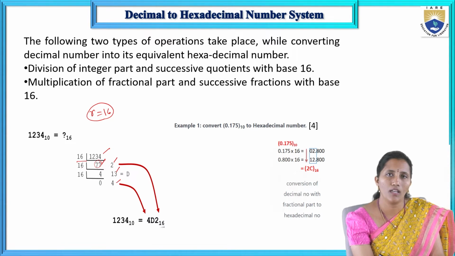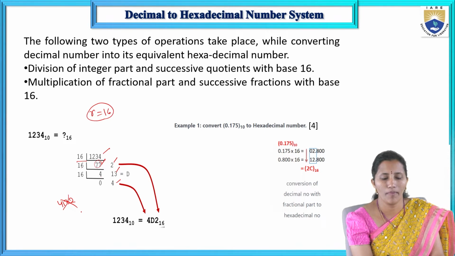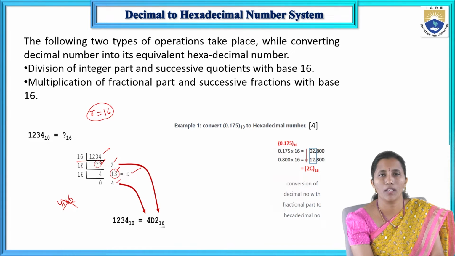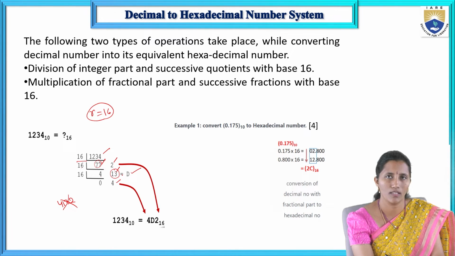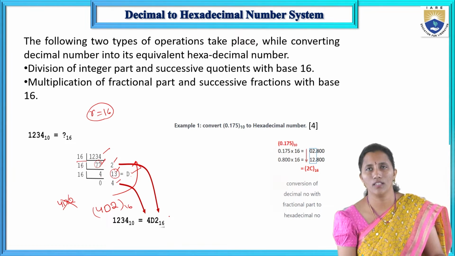Okay, but here you have to represent that. Most of the students will write 4 13 2. It is wrong because the number 13 will be represented in the hexadecimal number system by D. 10 is A, 11 is B, 12 is C, 13 is D. So we have to first write down 13 as D. So write from down to up: 4 D 2 hexadecimal number. Okay, this is the procedure.